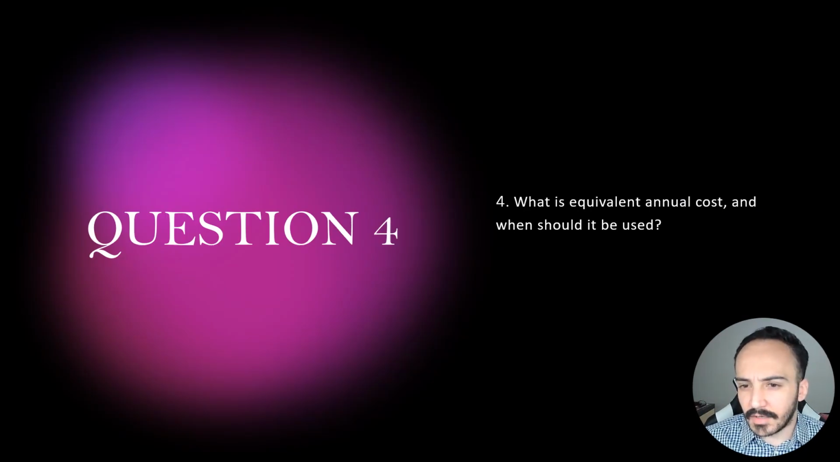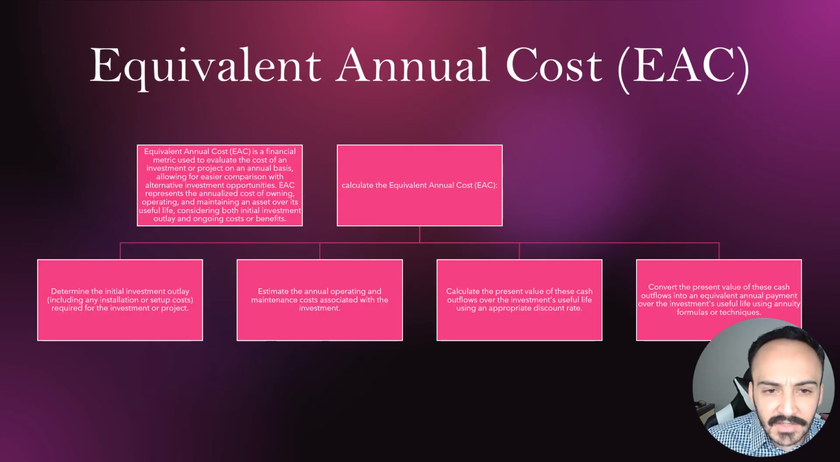Question 4: what is the equivalent annual cost and when should it be used? Equivalent annual cost, EAC, is a financial metric used to evaluate the cost of an investment or project on an annual basis, allowing for easier comparison with alternative investment opportunities. EAC represents the annualized cost of owning, operating, and maintaining an asset over its useful life, considering both the initial investment outlay and ongoing costs or benefits.